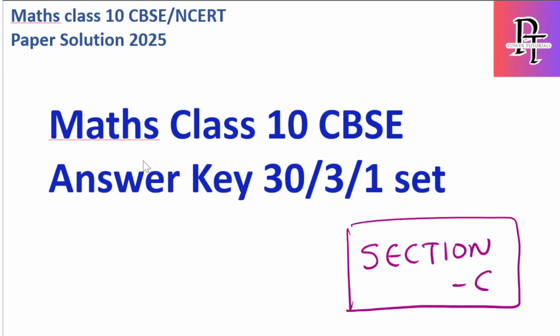So we'll continue our maths class 10 CBSE answer key of set 30/3/1, section C. If you want to see the questions of sections A and B, I did them yesterday in the videos, and I'll keep those links in the description. If you want, you can also refer to those. So let's start with section C, which has short answer questions.